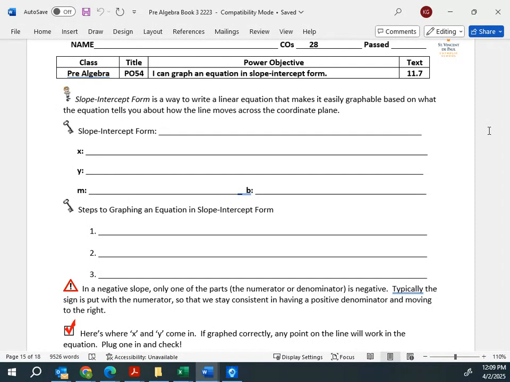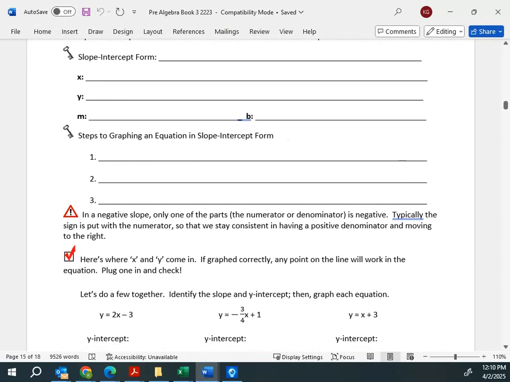So, slope-intercept form is the way to write a linear equation that makes it easily graphable based on what the equation tells you about how the line moves across that coordinate plane. We learned about slopes. We learned about the x and the y intercept. We're putting it all together. That slope, remember, tells us how that line moves: up 2 over 1, up 2 over 1, that rise over run. And knowing where it hits the x and y intercepts, we're going to know exactly where the line is on that coordinate plane.